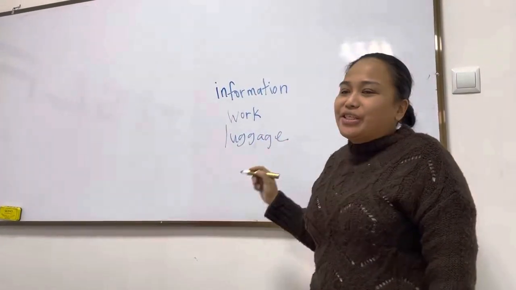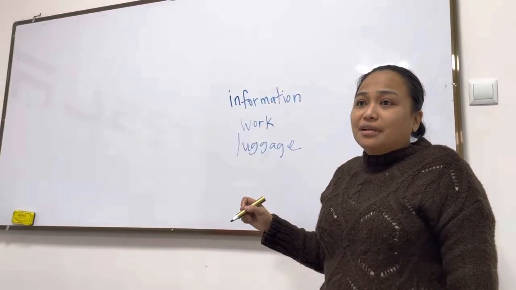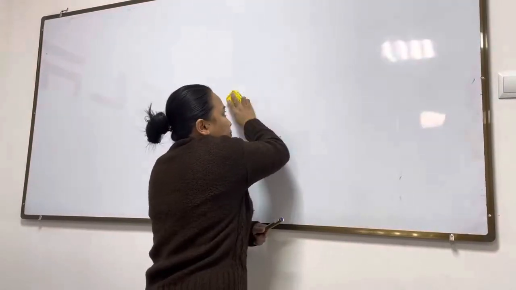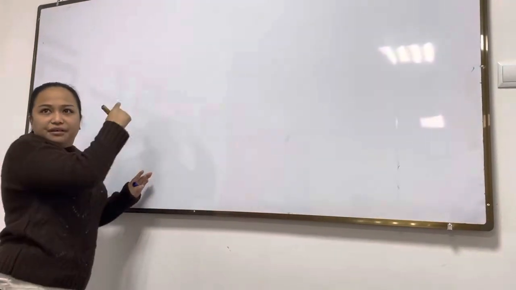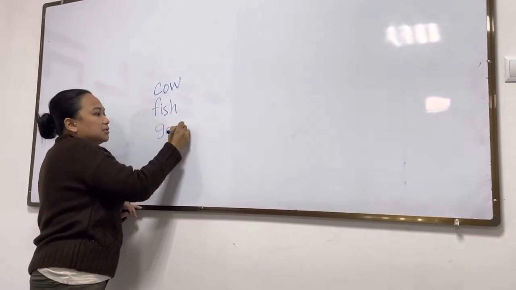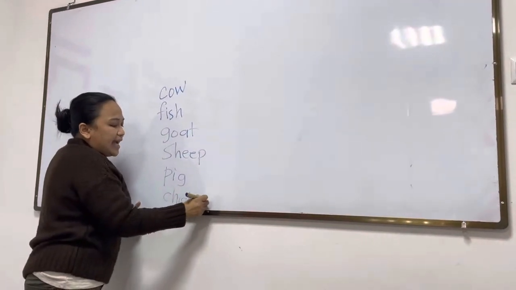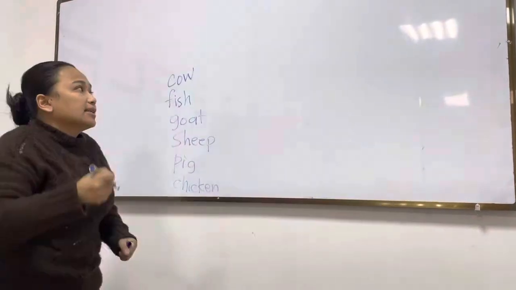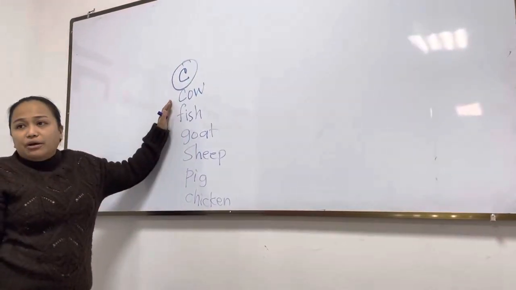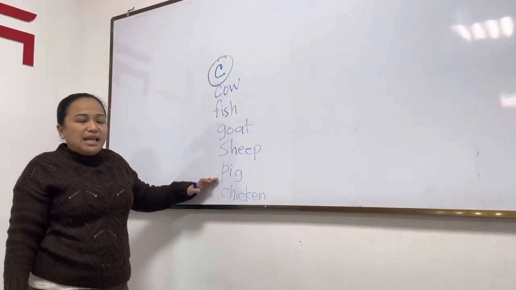In the Philippine language, luggage is countable. In Russian, also. But in English, you cannot say luggages. Understood? But now, focus on meat. Listen, about meat, okay? So, if the animal is alive, eyes on the board. Cow. Fish. Goat. Sheep, pig, chicken. If the animals are alive, it is countable. Again, if the animals are alive and walking, it's countable. So we will say cows, fish or fishes, I explained last time, goats, sheep, pigs, and chickens.